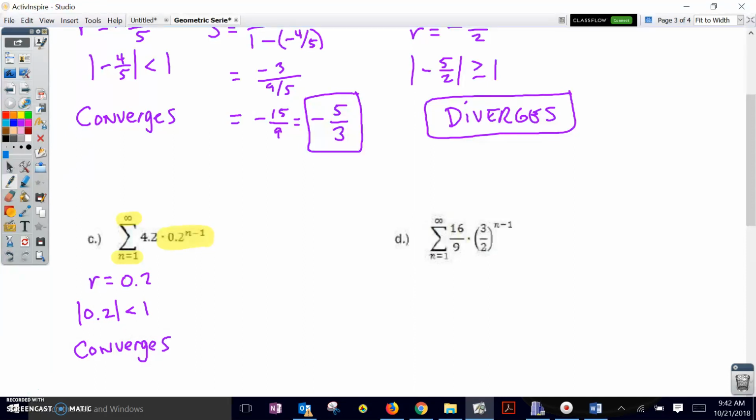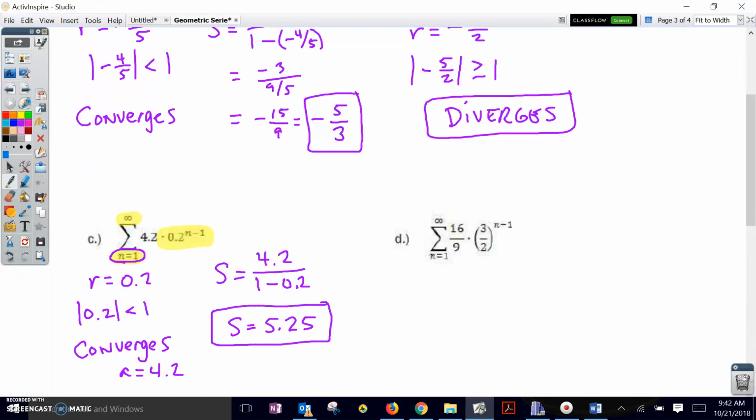And the sum is going to be a over 1 minus r. To find a, I substitute the lower index in here, and I find that a is equal to 4.2. And so the sum of this series is going to be 4.2 over 1 minus 0.2. Gosh, 4.2 over 0.8. It's going to be 5.25.